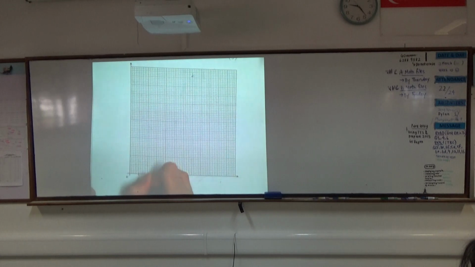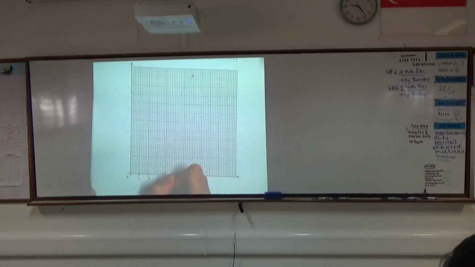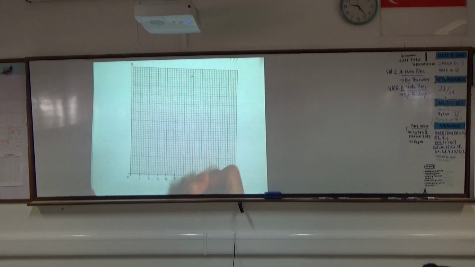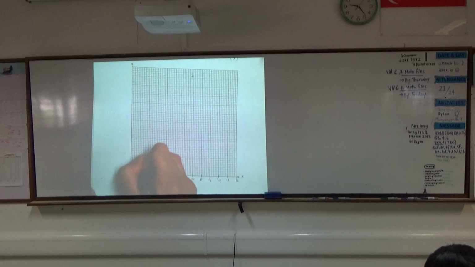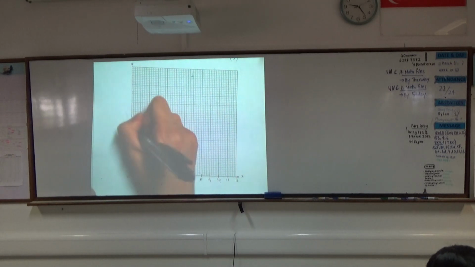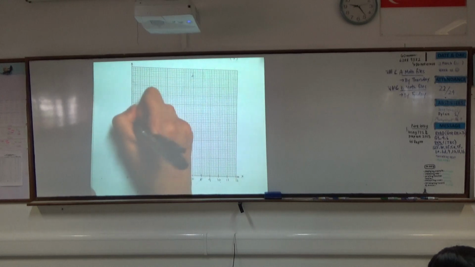So we will need this scale over here. Every 5 small squares is 1 unit.